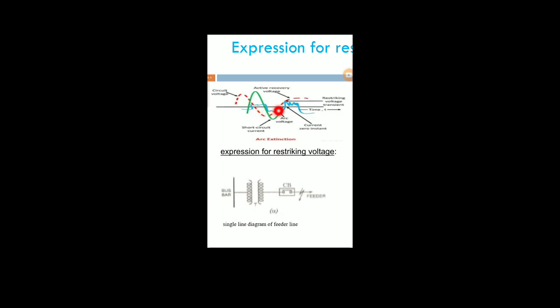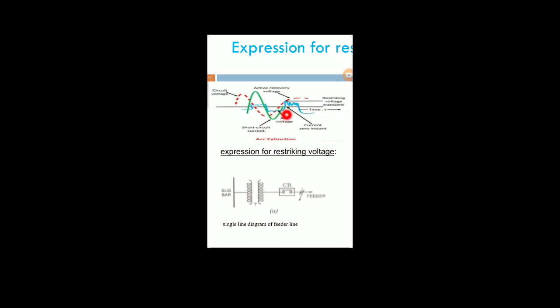The current will be zero at every half cycle, that is the current zero instant. Natural zero current is obtained every half cycle. Normally the system voltage is equal to the arc voltage, but due to the presence of inductance and capacitance in the line, the system voltage is not equal to the arc voltage.